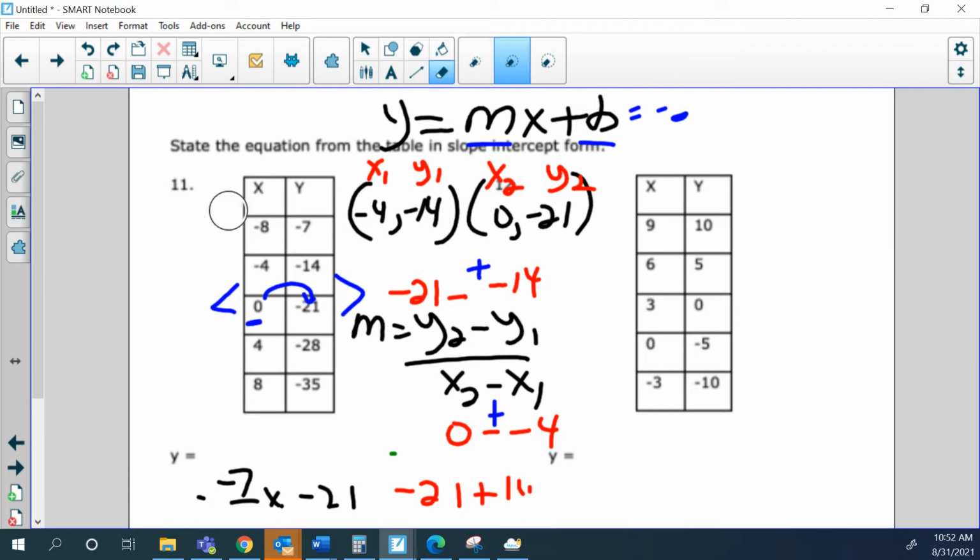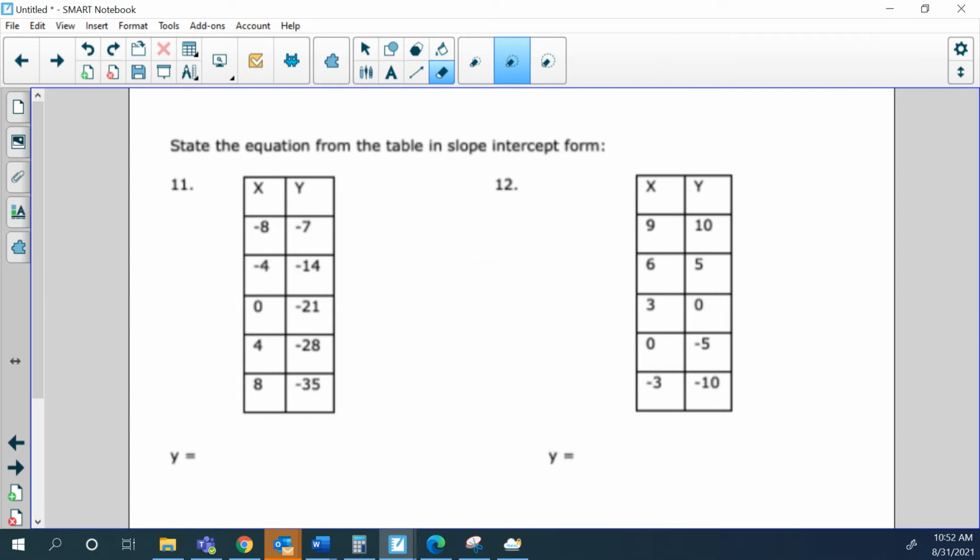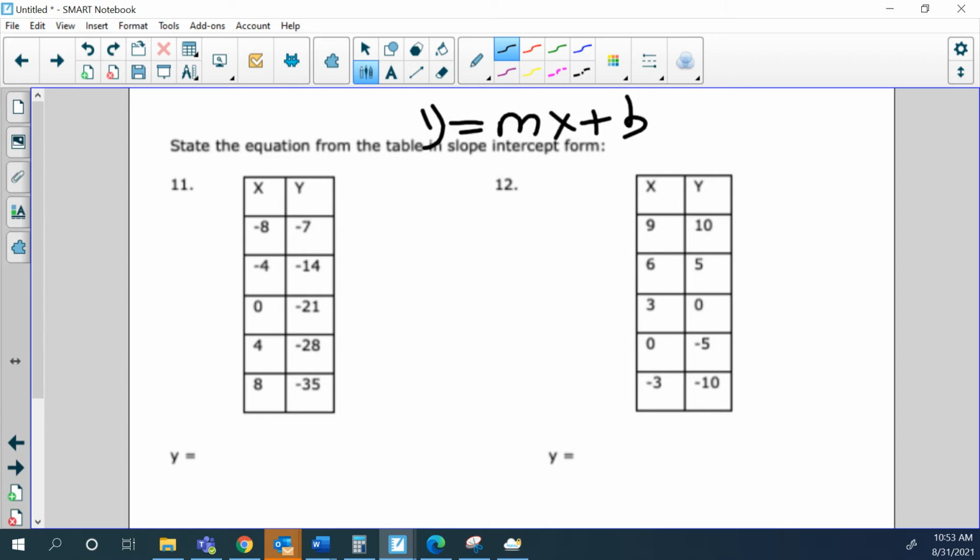So let's erase this. Okay, so number 12, remember the equation is y is equal to mx plus b. I need to find my y-intercept, so I come down the x column, find 0, and the corresponding number is my y-intercept.